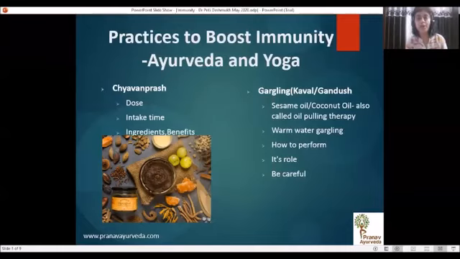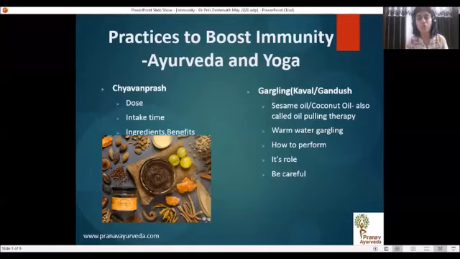Now let's look at the sesame or coconut oil, or the oil pulling therapy. In this, sesame or coconut oil, approximately 30 to 40 ml, is first made lukewarm and then taken in the mouth. Your head is tilted a little backwards and then it is swished for 2 to 3 minutes and then spit it off. You don't have to drink it.